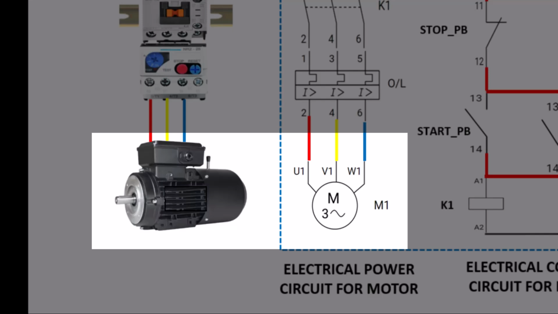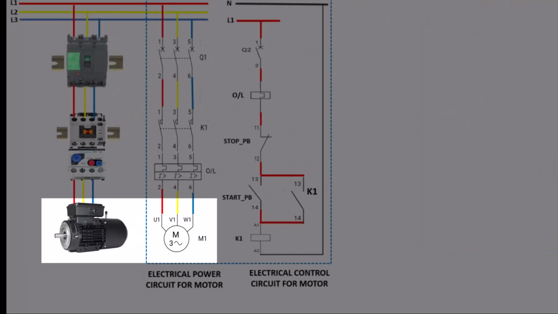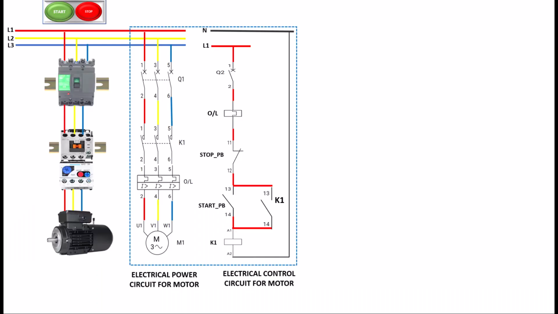Understanding how each of the previous components, like the circuit breaker, contactor, and overload relay, work together is essential for effective motor management. When all these components are in place and ready, the motor is prepared to start as soon as it receives the command through the contactor. This coordinated operation ensures the motor runs safely and reliably when needed.